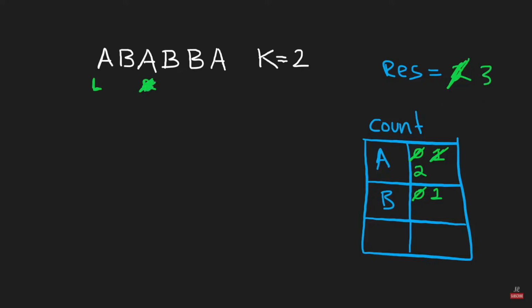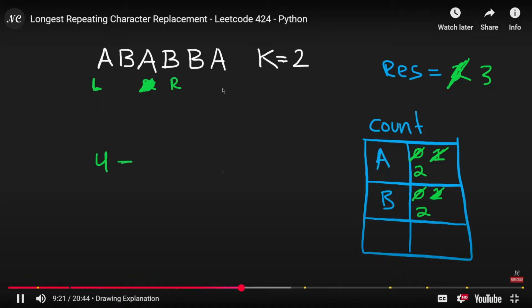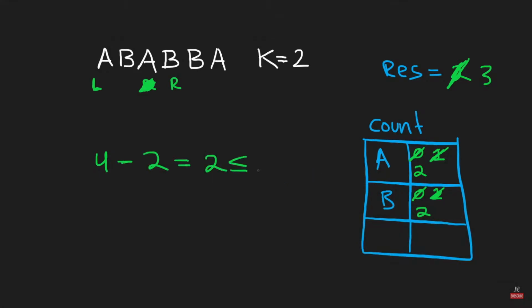So I'm going to take our right pointer once again and then shift it over to the B. So now, since we reached another B, we're going to increment the count of B to 2. And so the length of our window now is 4. And the count of the most frequent character is either of these, and that's going to be 2. 4 minus 2 is equal to 2. Is that less than or equal to K? K is 2 in this case. So of course, once again, this condition does hold.